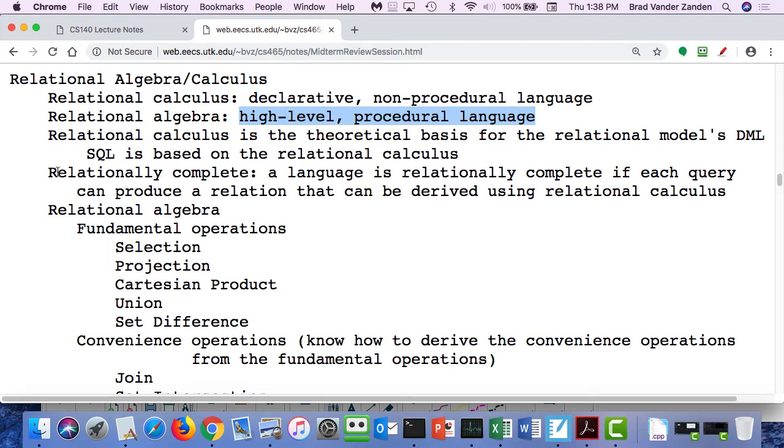Okay, so when you hear the word relationally complete used, it means that we have a direct manipulation language like the relational algebra or SQL or MySQL that, for every query that can be specified using the relational calculus, it can implement that query. A DML is relationally complete if it can implement every query that can be specified in the relational calculus. So both the relational algebra and SQL are relationally complete.